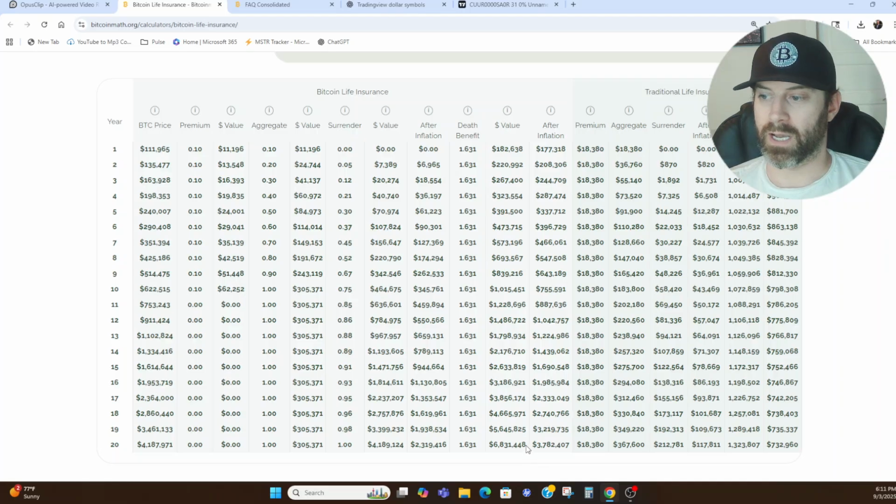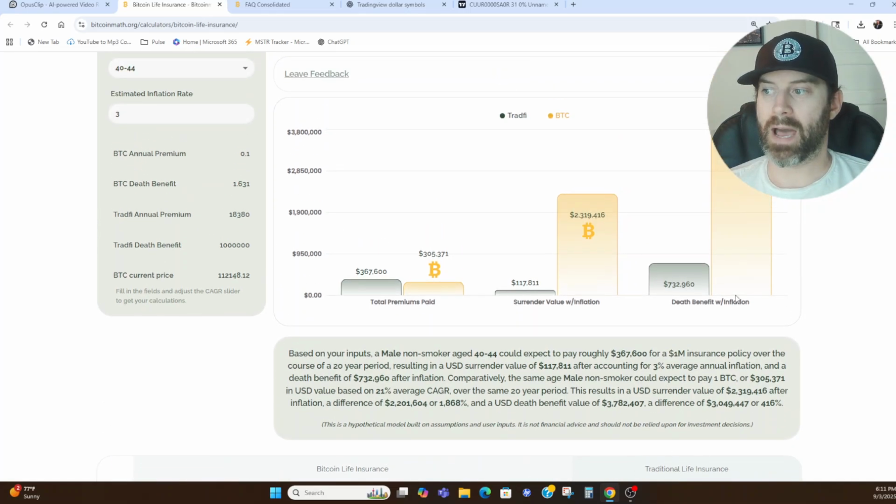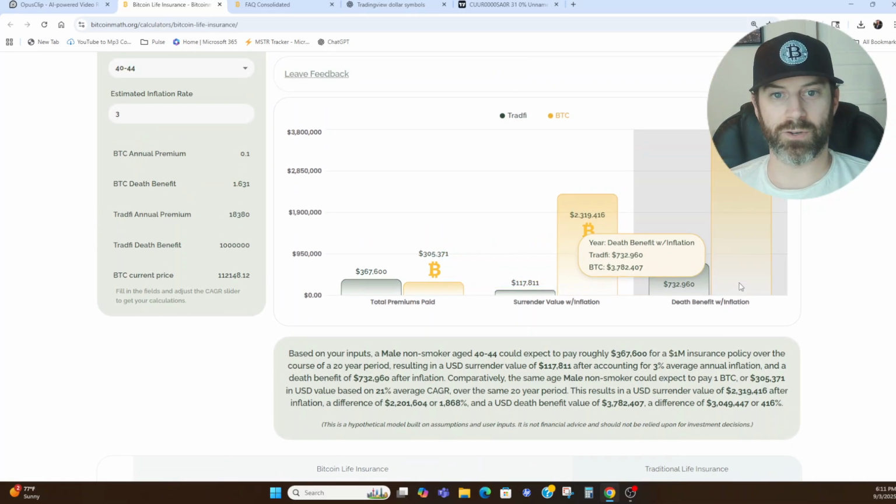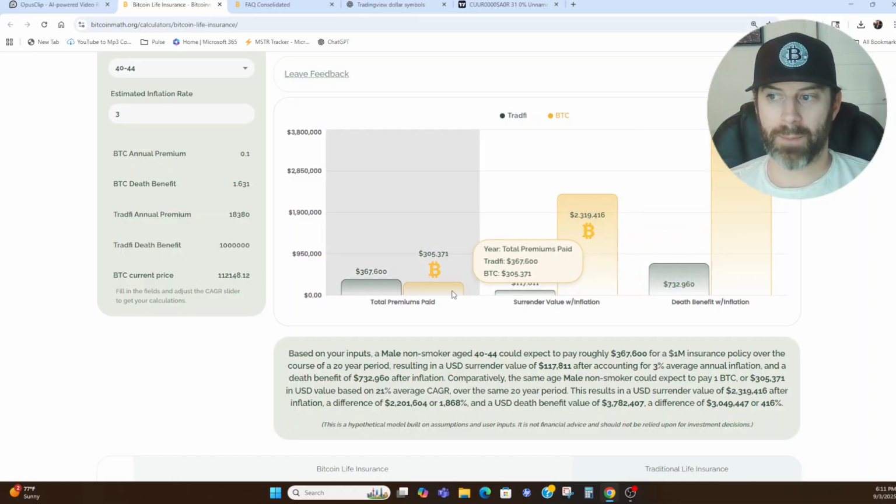Now, on the Bitcoin side, right, my death benefit is 1.631 Bitcoin at a spot price of $4.18 million. That means I am being paid out a death benefit of $6.8 million in Bitcoin USD value, which after accounting for inflation buys me roughly $3.78 million worth of stuff. Again, a dramatic difference from the TradFi policy, and a dramatic increase. Like, I mean, that's over an 11x multiple of what I paid into this thing.